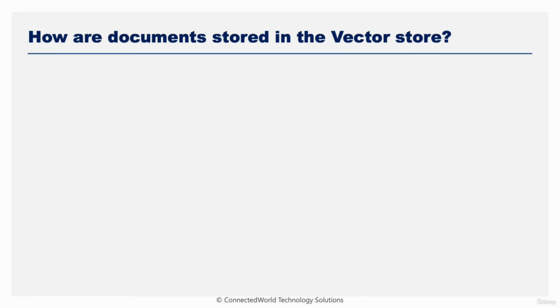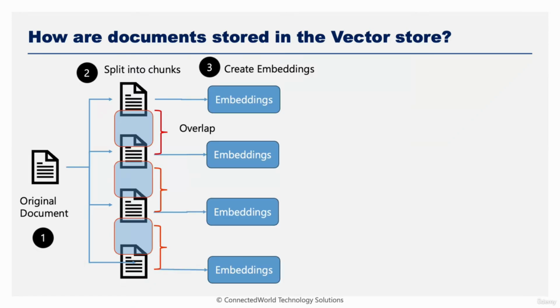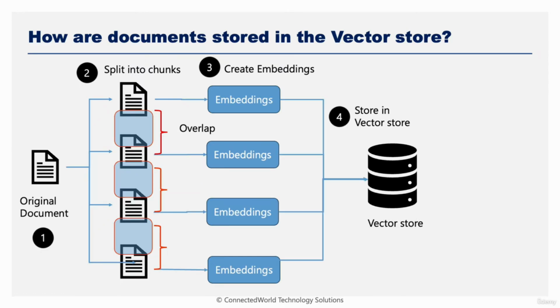Next, let us look closely at how documents are stored in the vector store. Recall that a vector store is basically a database that stores the vectors or the embeddings that we talked about earlier. First, the document is split into chunks, and then the chunks are split in such a way that there is some overlap between the chunks. This overlap helps the vector store to be able to track related chunks. Now, each chunk is split into embeddings, and then they are stored as vectors in the vector store.